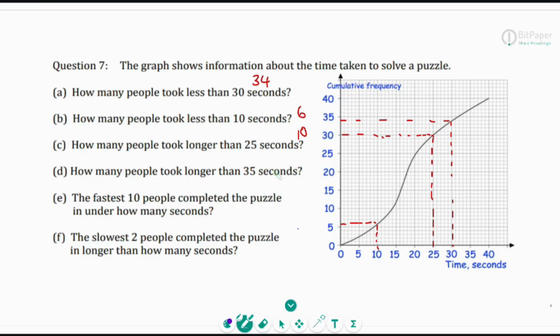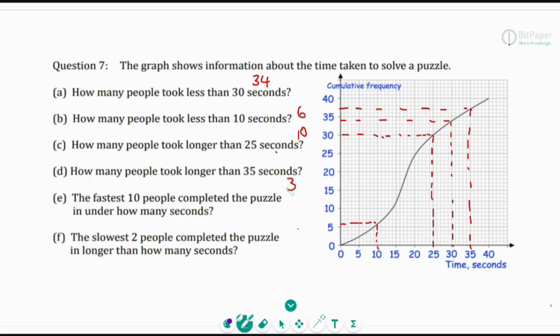How many people took longer than 35 seconds? So we'll read up to 35 and across. And we can see it is 3 people.